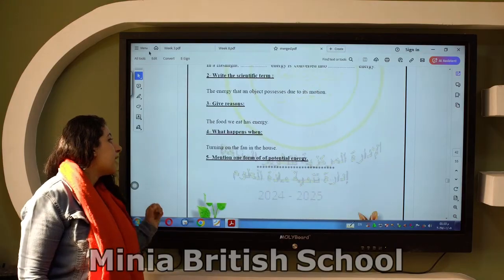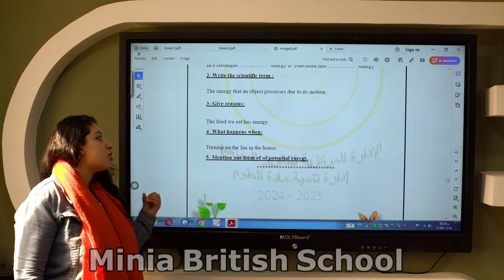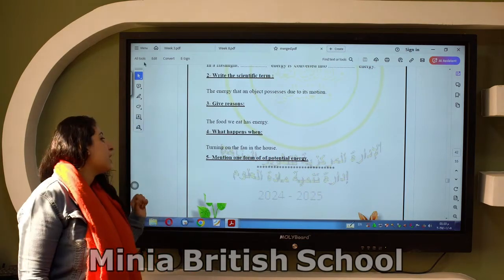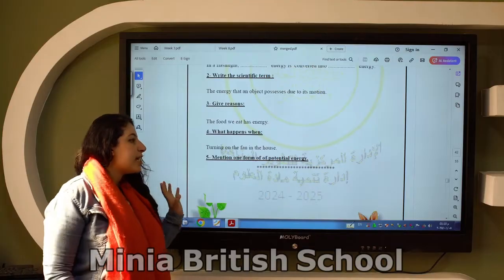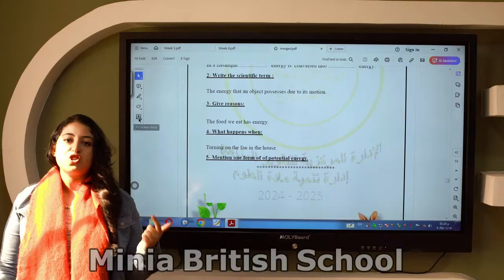What happens when turning on the fan in the house? The electric energy changes into kinetic energy. Mention one form of the potential energy. Potential energy has 2 forms, chemical potential and gravitational potential.